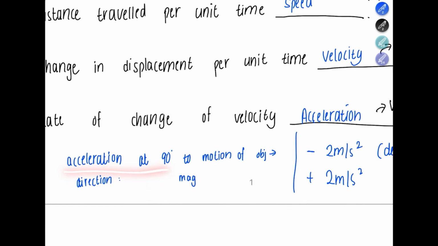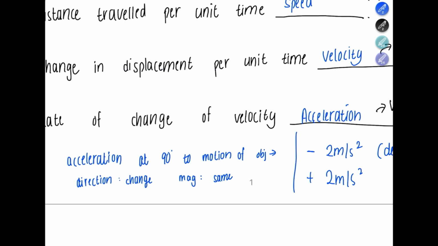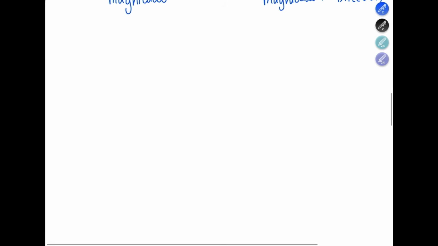If there is an acceleration which is at 90 degrees to the motion of the object, the direction will change, but the magnitude of the velocity will remain the same. It's not going to change. Now, let's look at some formulas.